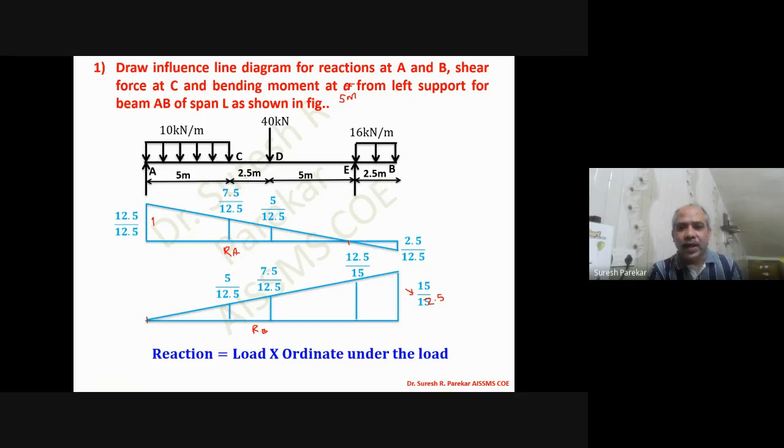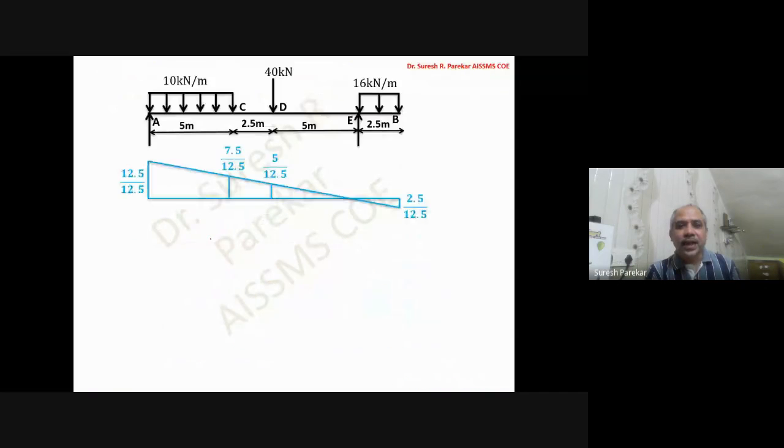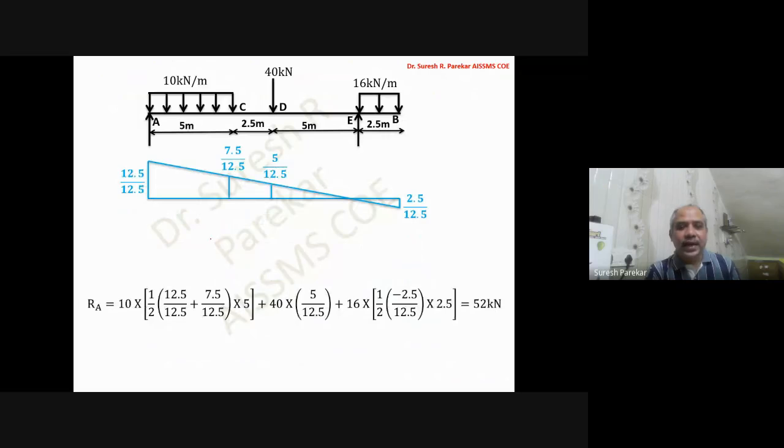But if we have UDL, then we have to multiply it by area. So if I have to find RA, then we have to multiply with this area. And if we are going to be with this, then we have to multiply that 10, and this portion we have to consider. So whenever you have UDL, you have to take area under it. And whenever you have concentrated load, you have to take ordinate below it. And then you can have these values. And we have RA, so we have 10.